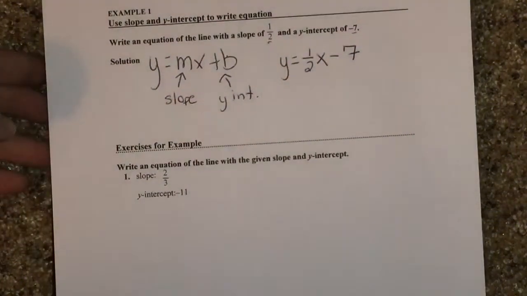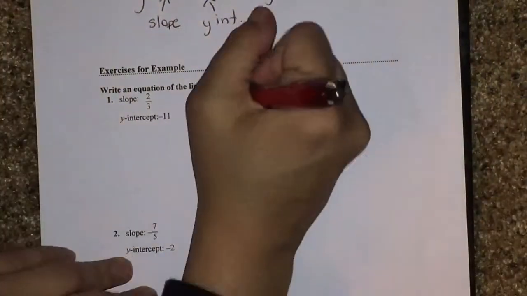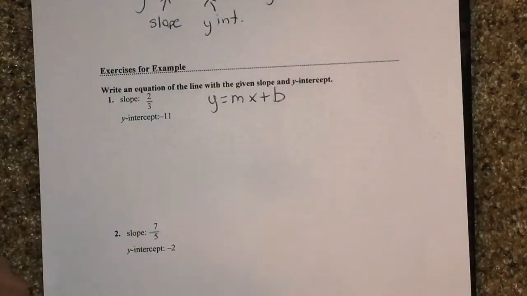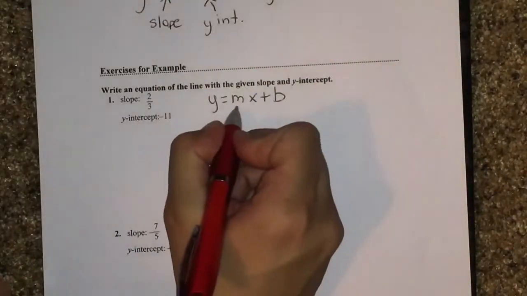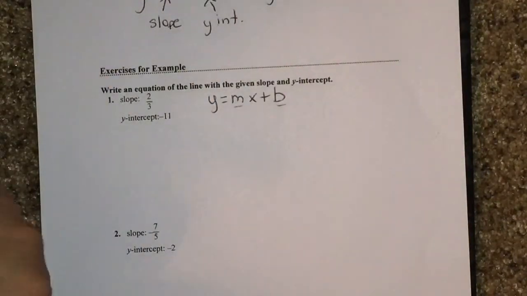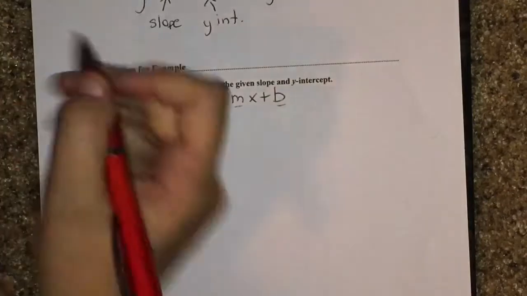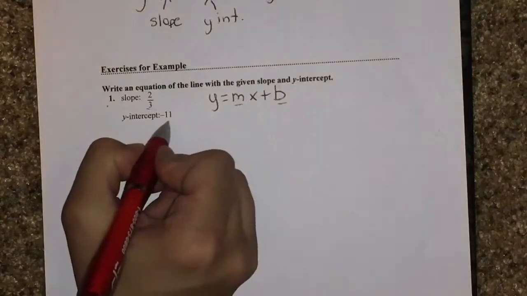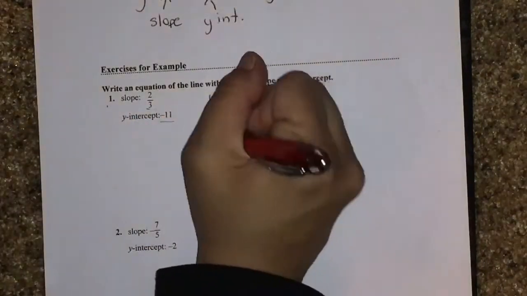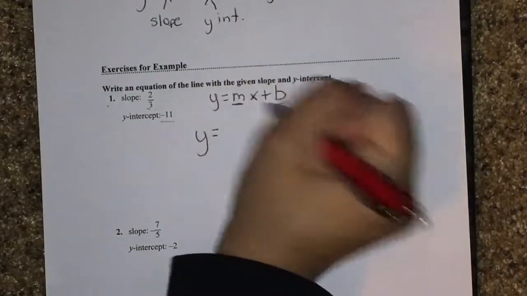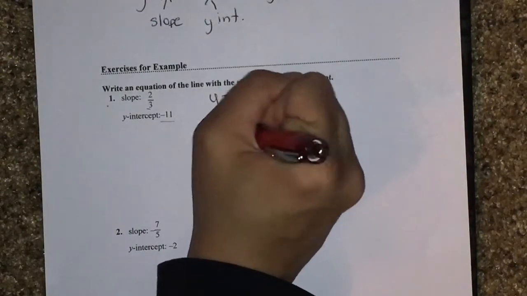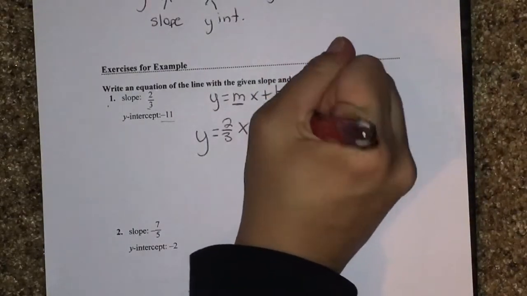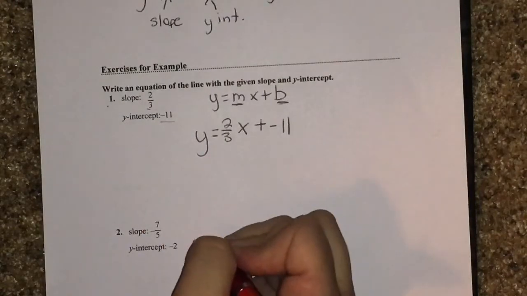So for number 1, on exercises, remember we're working with y equals mx plus b. If I want to write an equation in slope-intercept form, I need the slope and I need the y-intercept. Those are the two things I always need to fill in. Number 1 gives you just that: the slope and the y-intercept. So y is equal to, filling in for m and b, my m is 2/3 plus my b, which is -11. You could change that to just minus 11.